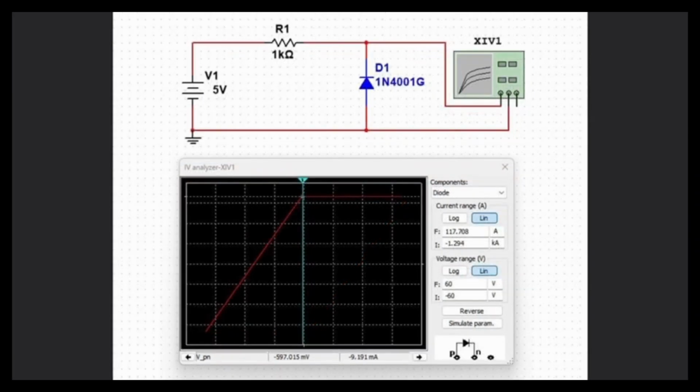Next, by using the same circuit, we are going to look at the simulation for the reverse bias. By using the IV analyzer, we will get this kind of graph. This graph is in the negative state, which is different from the forward bias. From this graph, we can see that the breakdown current is negative 9.191 milliampere. And that's all from me.